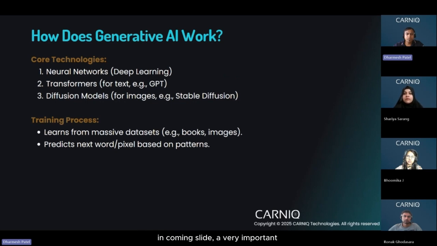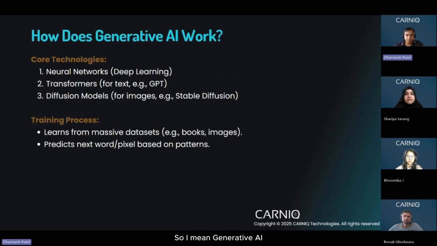A very important prerequisite to work with these technologies is the training process. It requires a huge amount of data to train such technology, and that's where it is very important that you have a proper and large amount of data set in order for this technology to work properly.